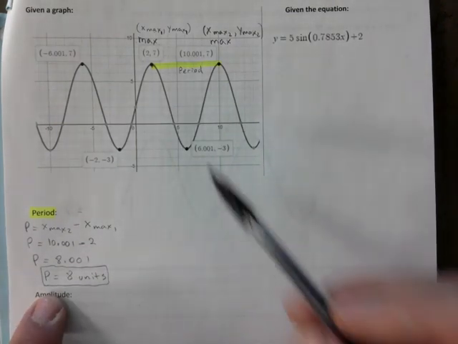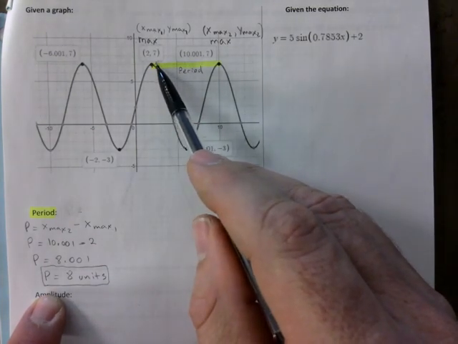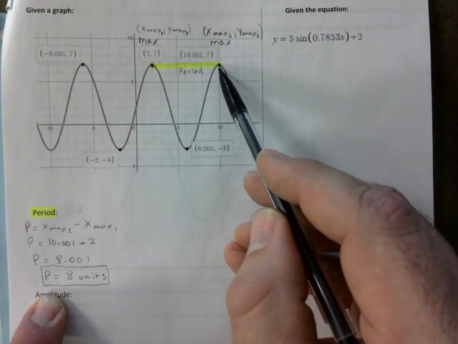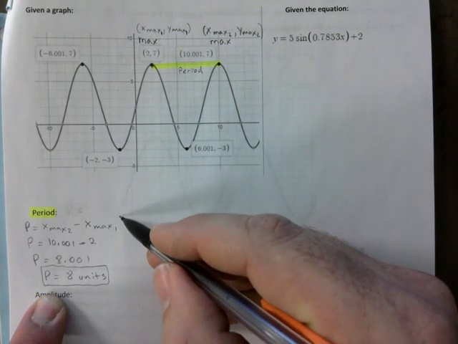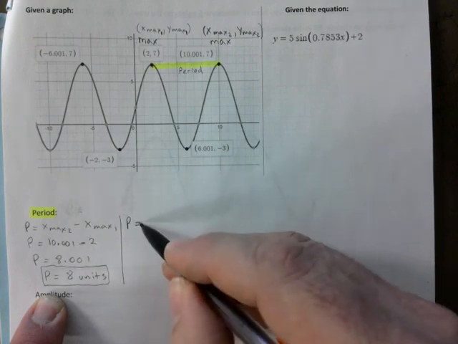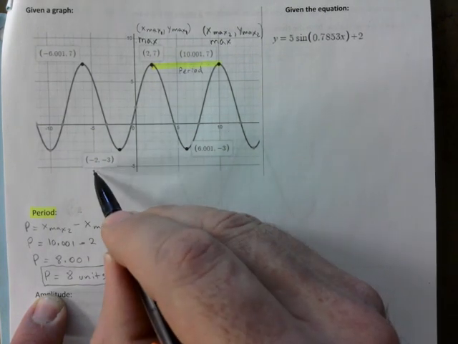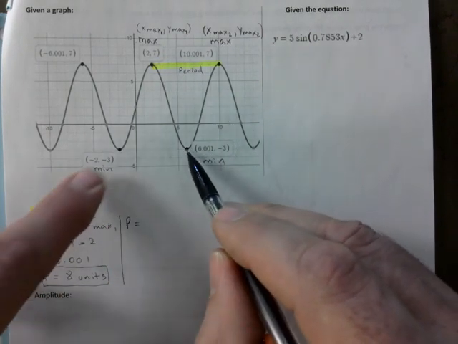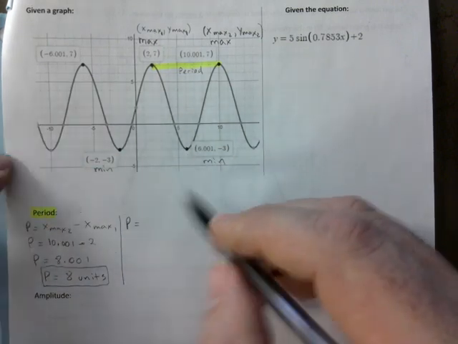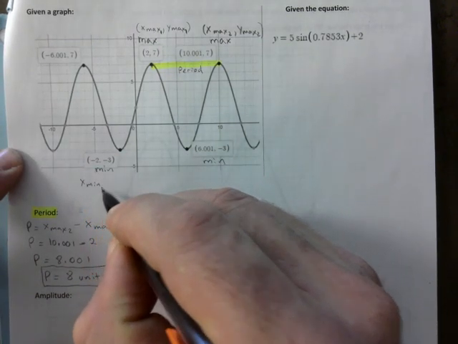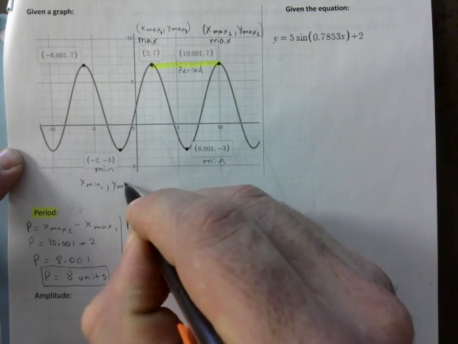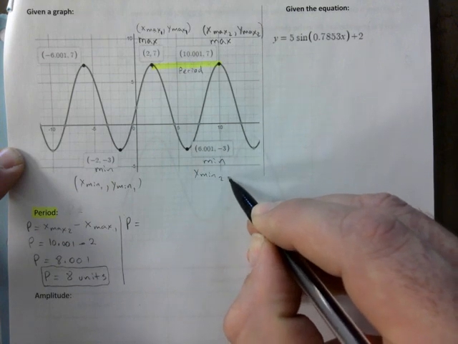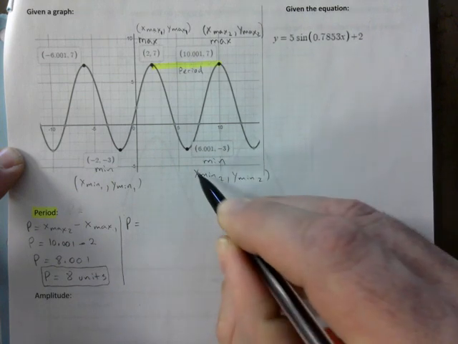Could you verify that? Sure, right? Just count. 1, 2, 3, 4, 5, 6, 7, 8. Okay? There's another way of doing this. You need to know this, okay? There's a min here, and there's another min there. You can focus on the two minimums, two consecutive minimums. So this would be x min 1, y min 1. This is x min 2, y min 2.